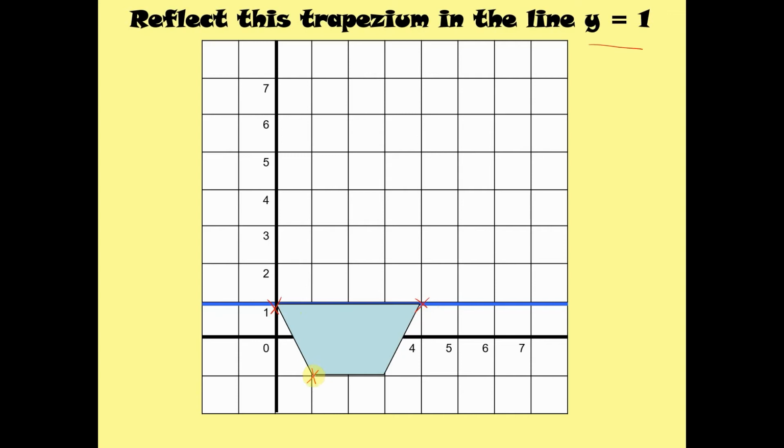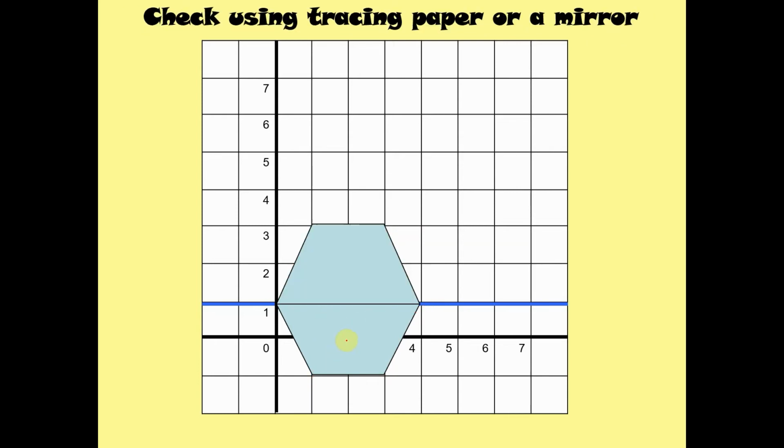So this point is 2 boxes away from the line of reflection, which is here. Again, this point is 2 boxes away. And then we need to join the points, and that's it. So that's the reflection.